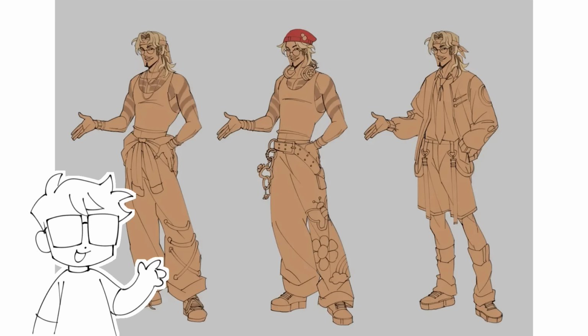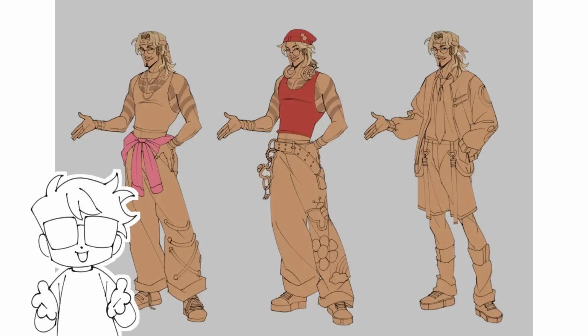If you know me at all, you'll know that I love outfit design. Take a look at any of my social media and you'll see that 99% of my posts are just fun outfits I like making for my characters.